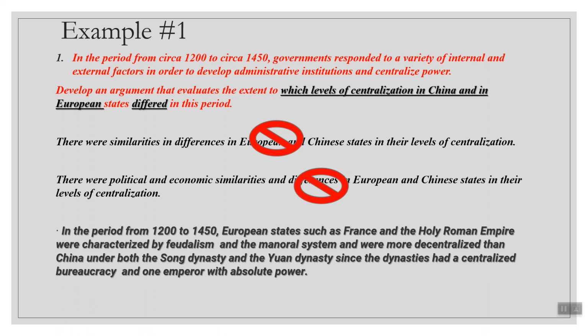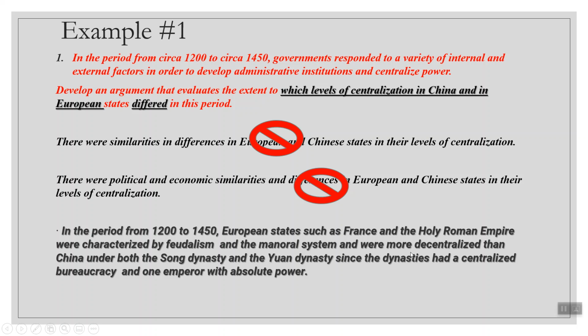So now let's look at this. In the period of 1200 to 1450, European states such as France and the Holy Roman Empire, now I'm specific, were characterized with feudalism and the manorial system. So now I'm talking about some specifics, feudalism and the manorial system, and were more decentralized. So I'm saying that they were more decentralized because of the manorial and feudalistic systems. And I'm using the word more. This is just giving me now the ability to make an argument, right? Now you could argue that there was more centralization than meets the eye or whatever, but this word more gives me an argument.